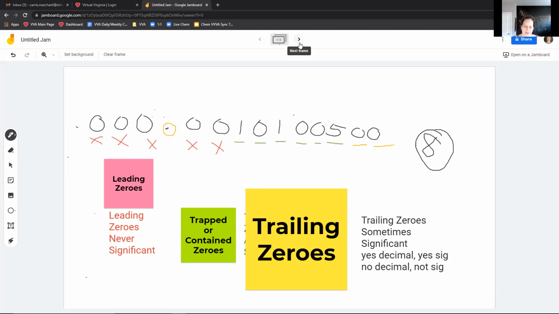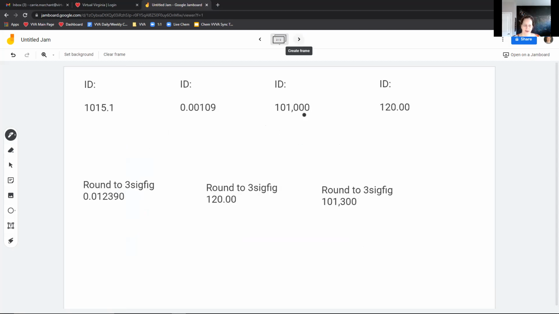All right, so since this is SigFigs, it's a pretty short one. I'm going to do another couple here just to make sure you got it. Go ahead and for these 4, identify how many SigFigs. And these ones here are the next level, round to 3 SigFigs. So find out how many SigFigs they are and then adjust your answer. Go ahead and hit pause.